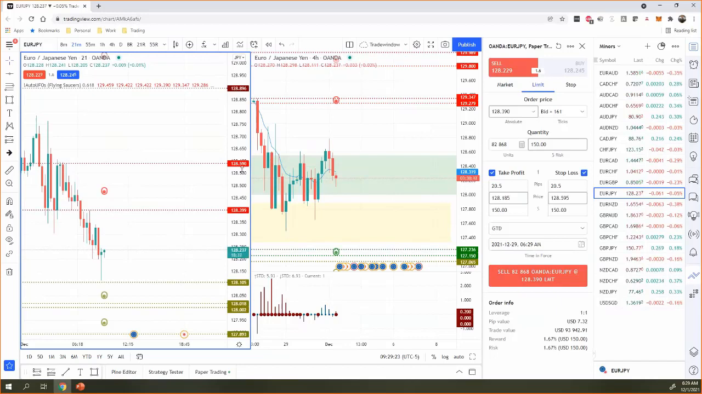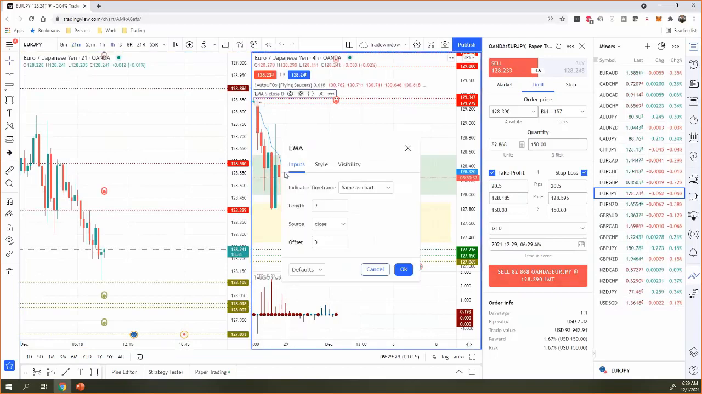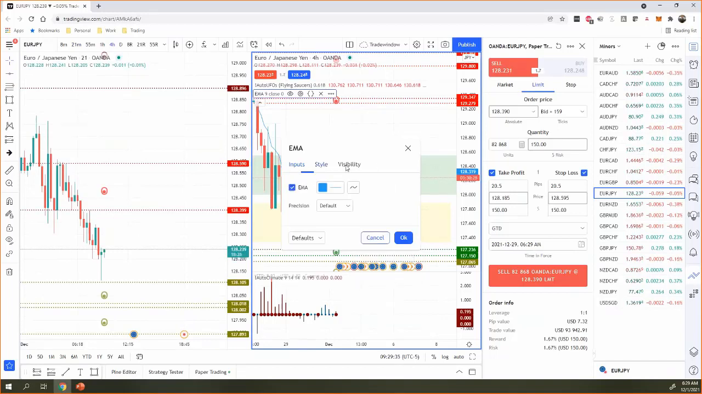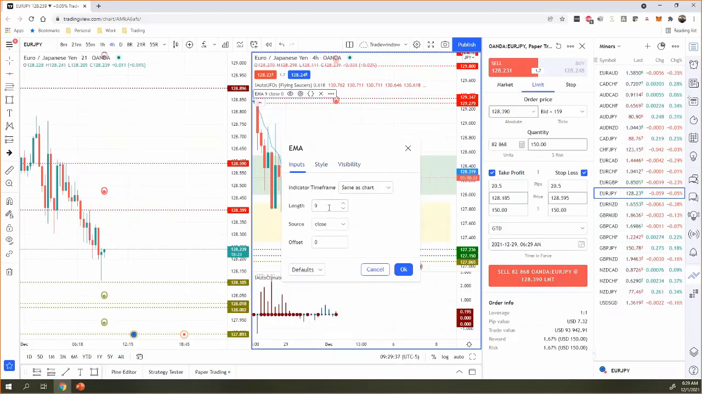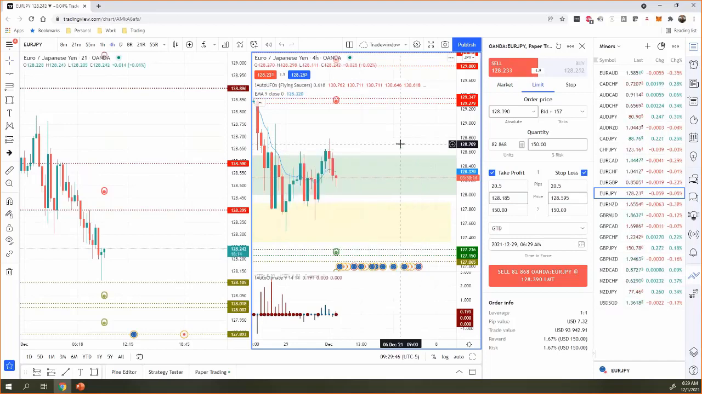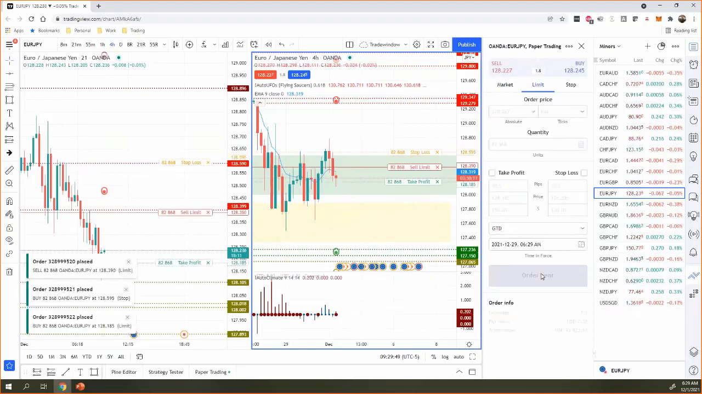It's a 9 EMA, Zhenxing. It's a 9 EMA, this one here. Sorry, I just saw your question. I'm not sure when you asked it, but it's a 9 EMA. And there isn't a platform out there that doesn't have this. All right, not a problem. Let's go ahead and put that order in.